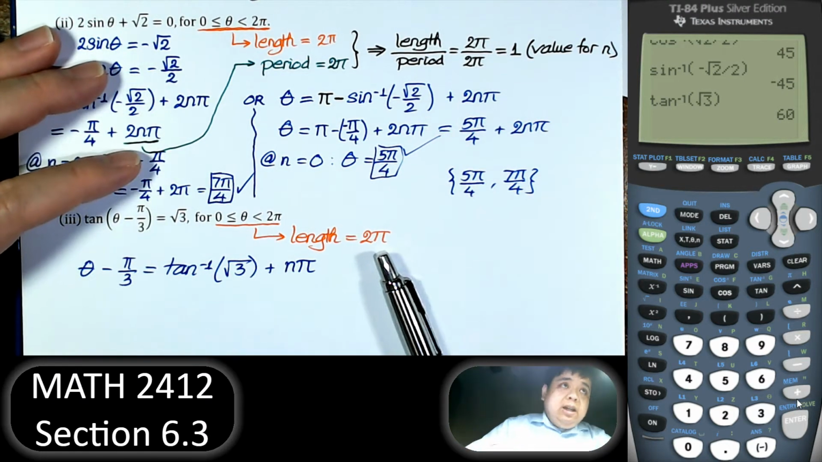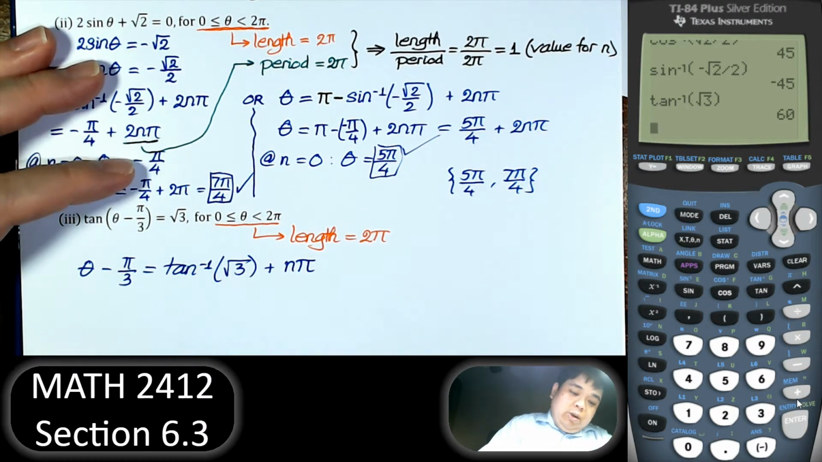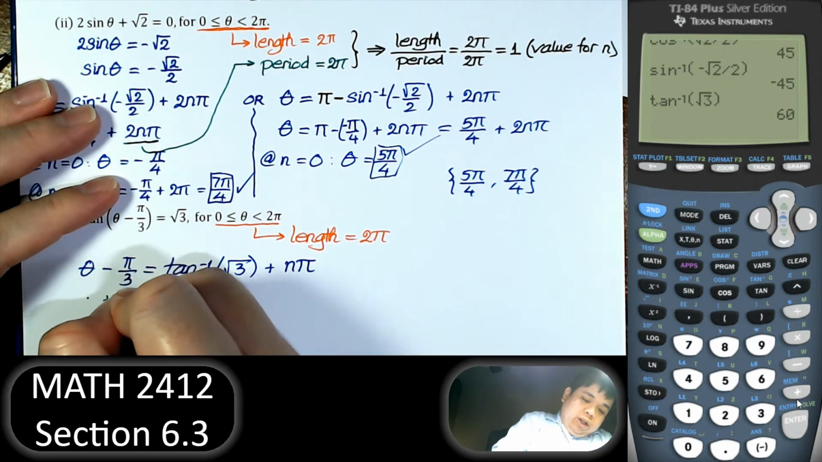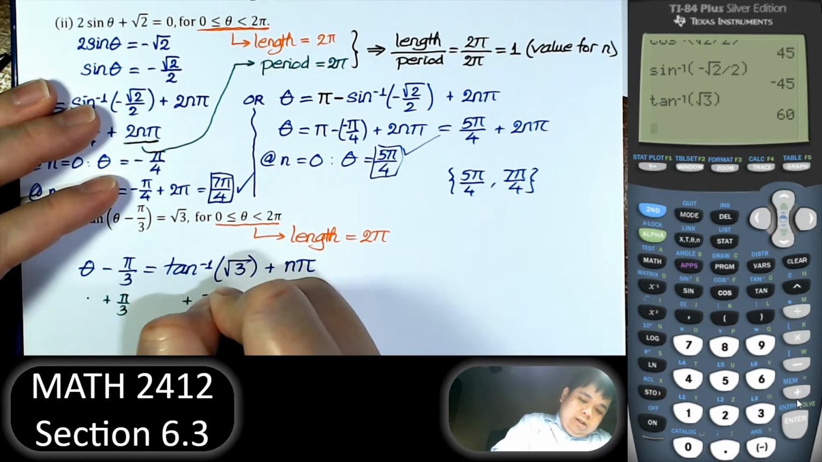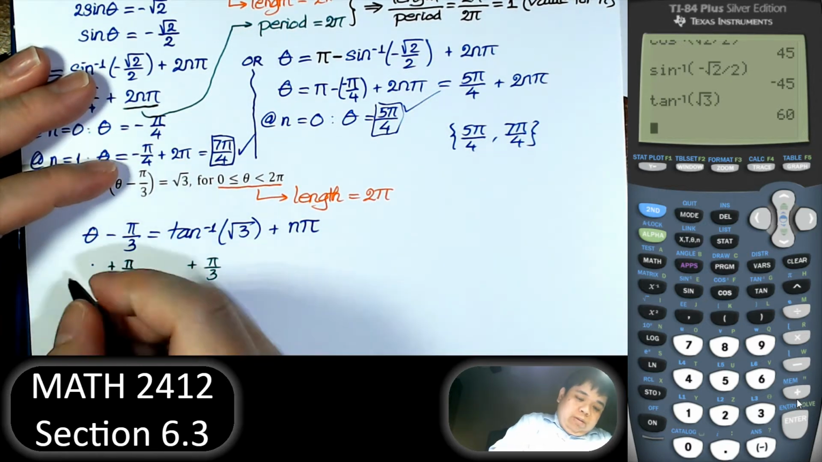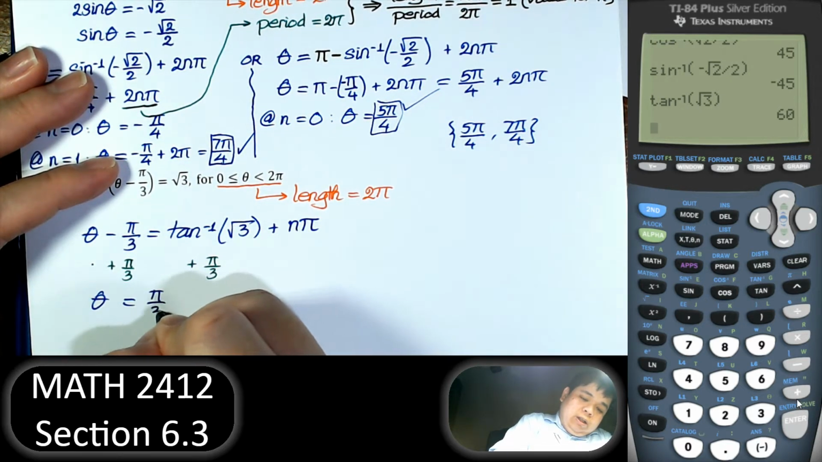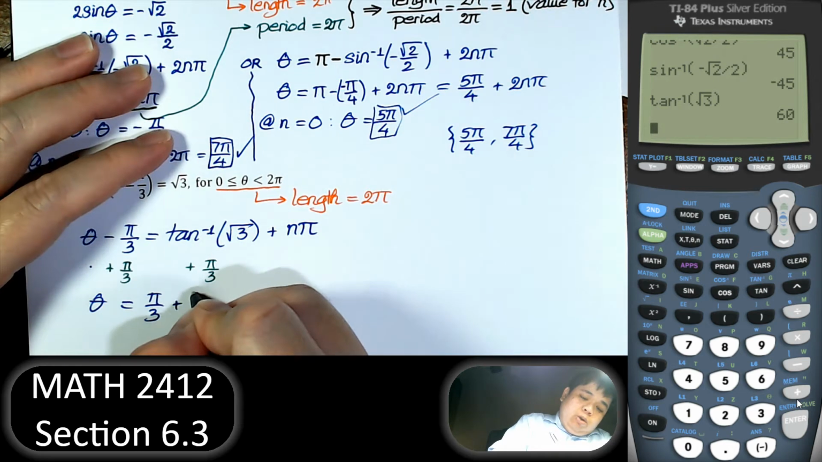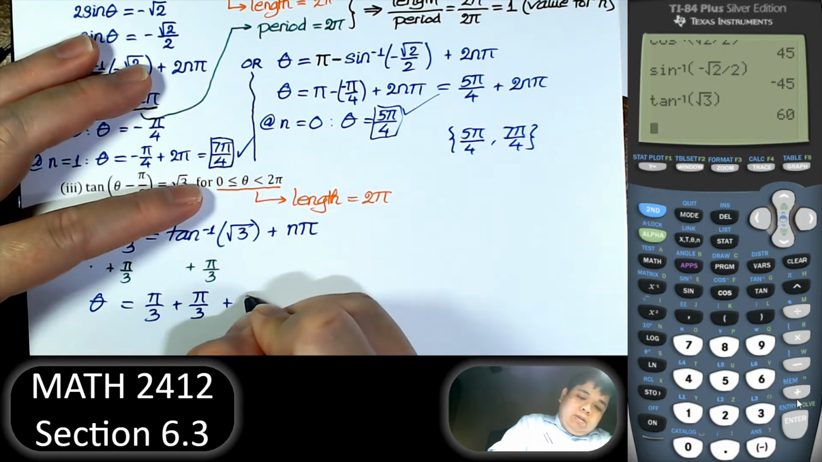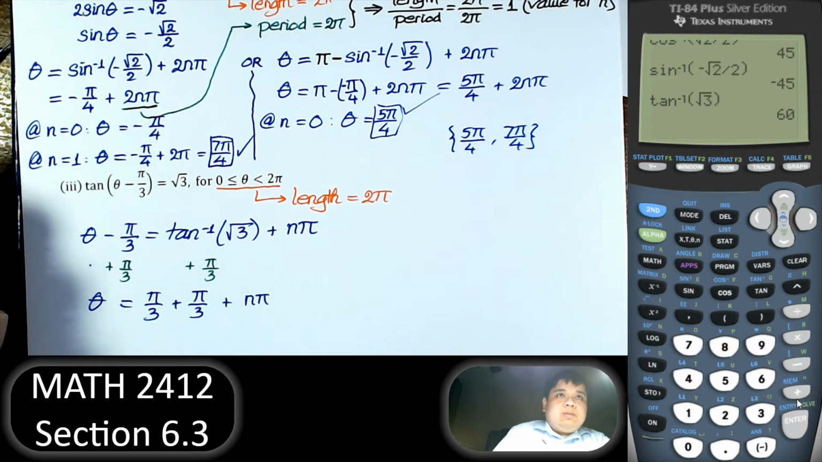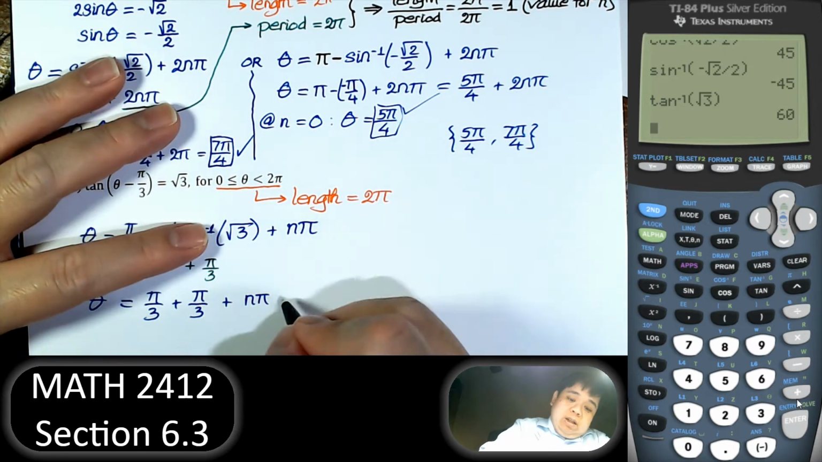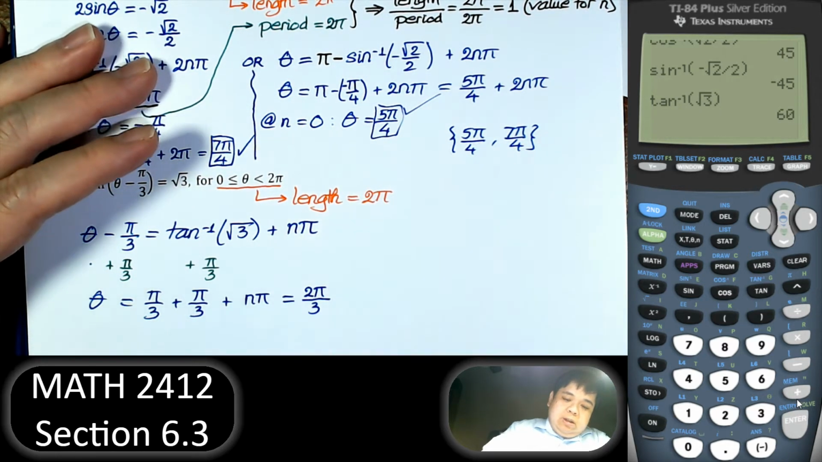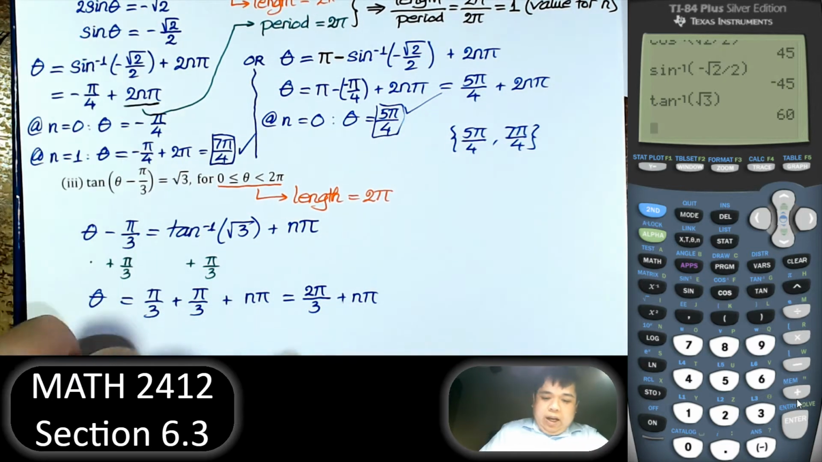That's 60 degrees, which is pi over 3, right? Because this one should be in radian. And then we will add pi over 3 to the other side. So we have theta equal to pi over 3 plus tangent inverse of square root of 3. We did that, it would be 60 degrees, also pi over 3, plus n pi. Right, pi over 3 plus pi over 3 is 2 pi over 3 plus n pi. Now we look at this problem.